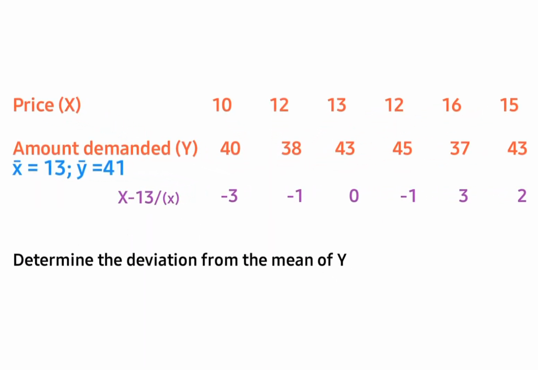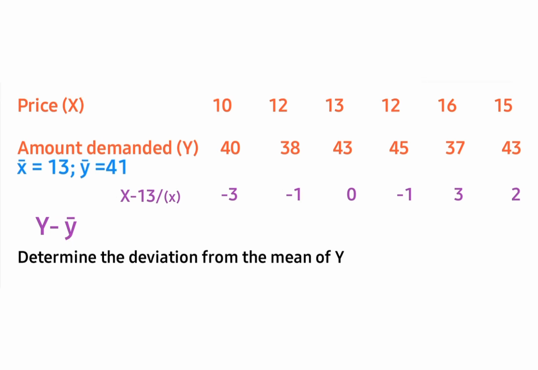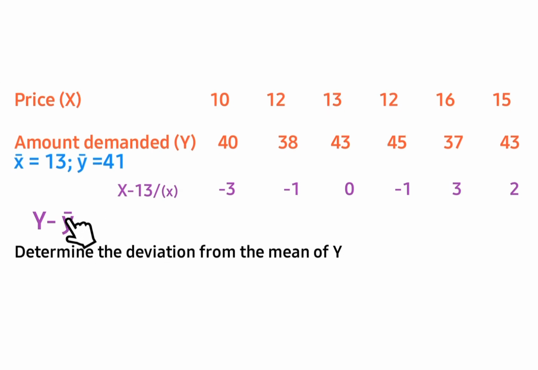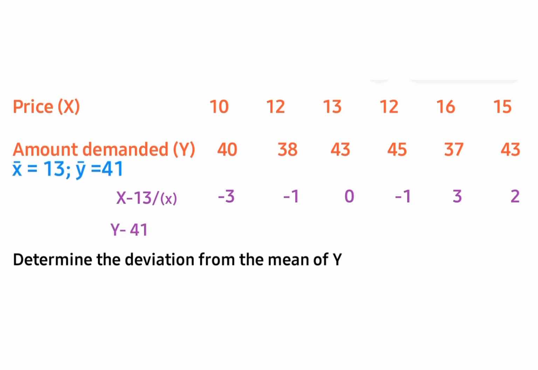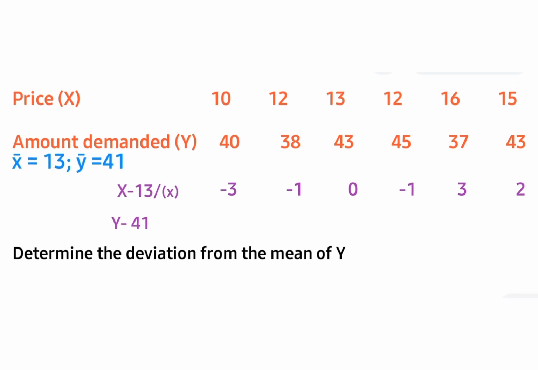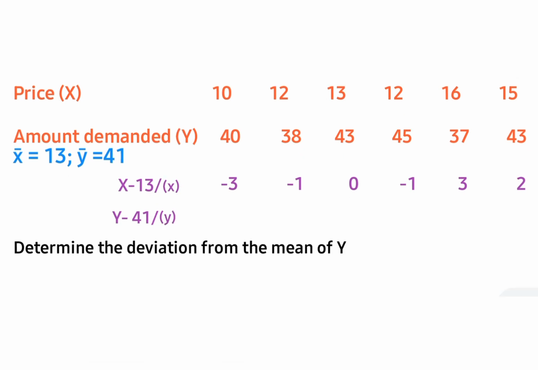This step says, determine the deviation from the mean of Y. The deviation from the mean of Y is denoted with Y minus Y mean. We already know the value for Y mean, which is 41. We could rewrite this as Y minus 41. Basically, deviation from the mean of Y is denoted with small letter y. The y here represents each of the Y values here, minus 41.